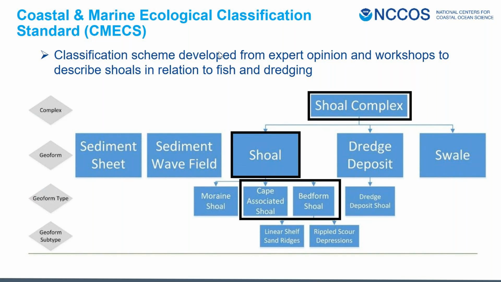So you can think of this as a hierarchy. We have a shoal complex, which would be multiple shoals, maybe some swales in there as well. And then dropping down to the next level, we have individual shoals. And then dropping down another level, we divide these up into really geological origin and hydrodynamic processes, such as a bed form shoal or cape-associated shoal. In the Louisiana and Texas area, it would be isolated shelf shoals. And that really responds to what the geological origin of those shoals are.